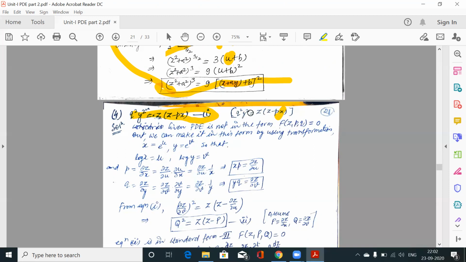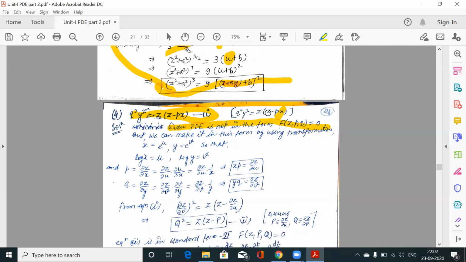Otherwise, you apply Charpit method directly. So given PDE is not in the form of function of z, p, q equal to 0, but we can make it in this form by using the transformation x is equal to e to the power u, y is equal to e to the power v. So we don't need to convert z, because z is permissible.